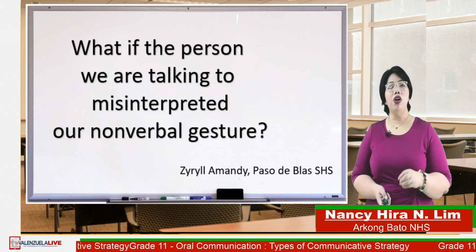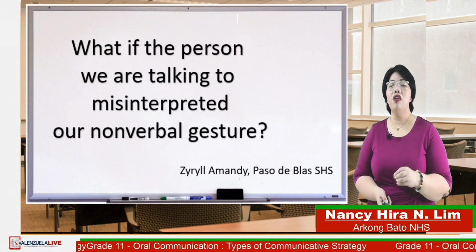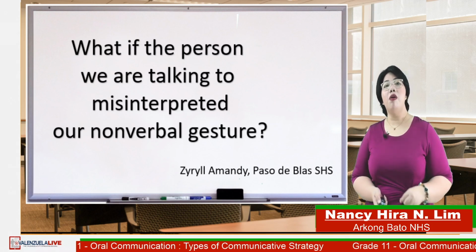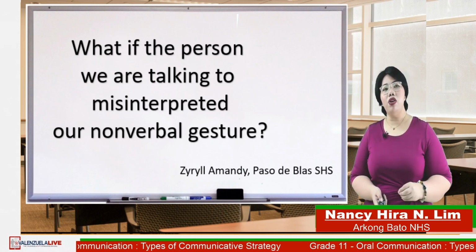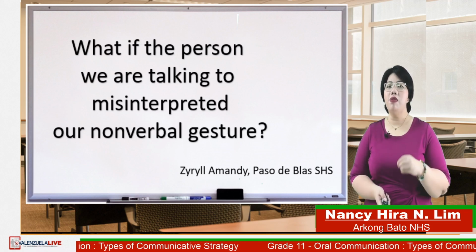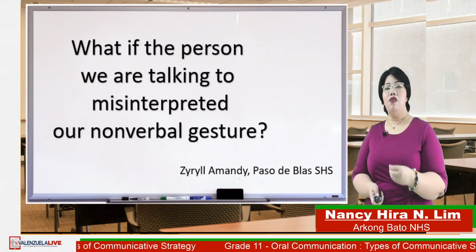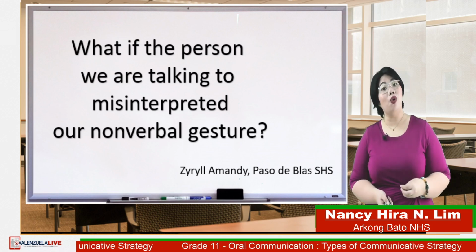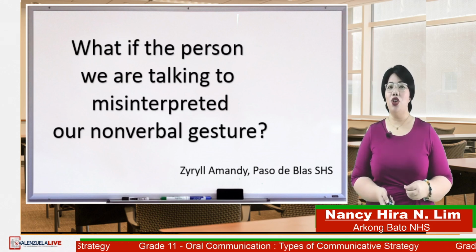Next, this is the second question from Zairil Amandi of Paso de Blas Senior High School. What if the person we are talking to misinterpreted our nonverbal gesture? That's actually a problem. That's why, as a speaker, we have to be conscious with our nonverbal gesture and know the background of the receiver so that we may avoid misunderstanding to happen. I hope I answered your questions.